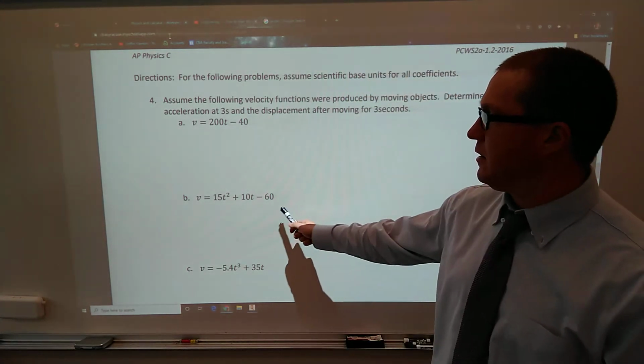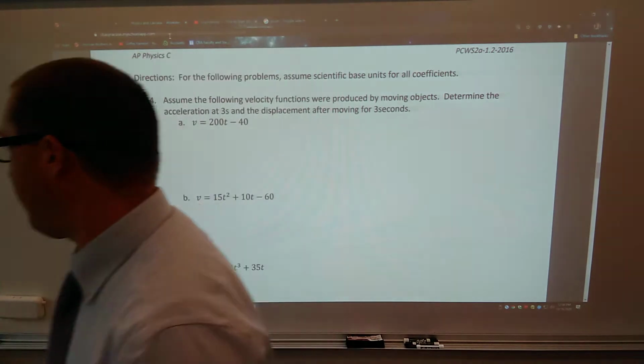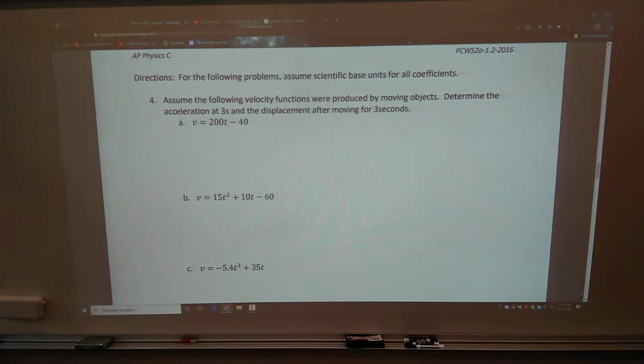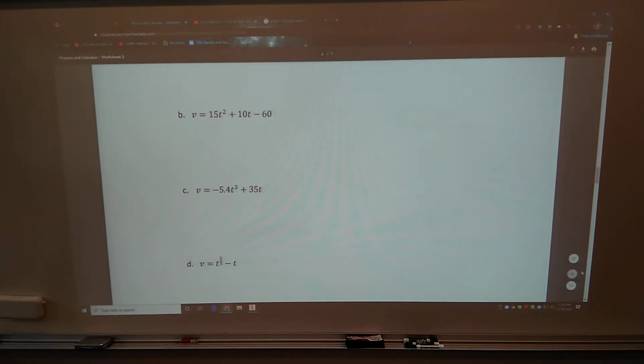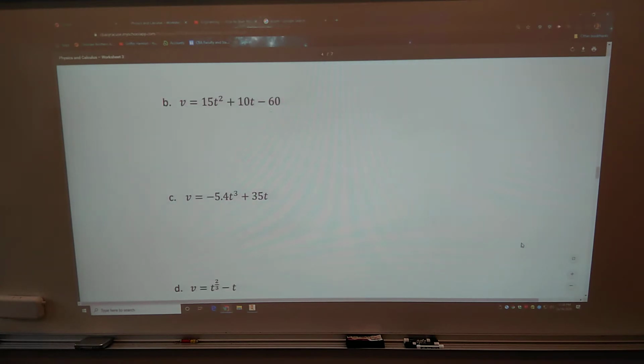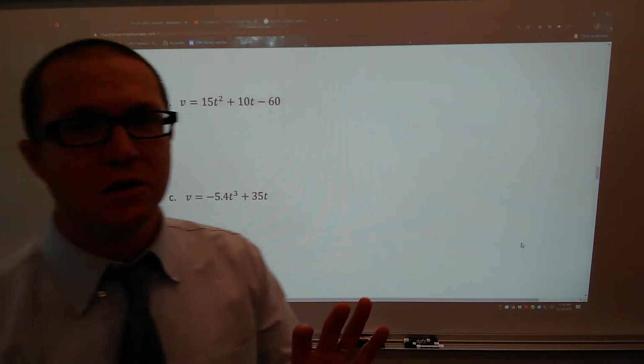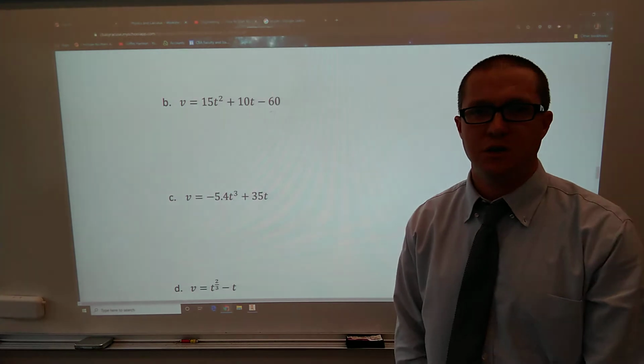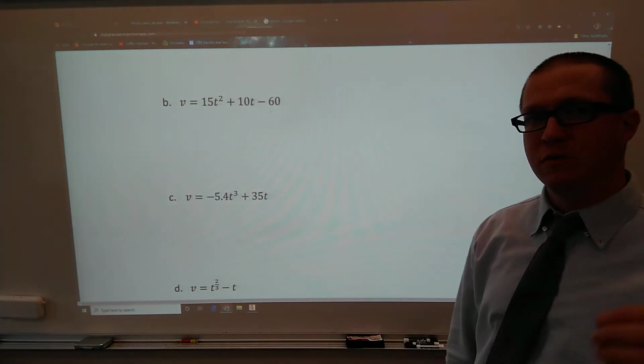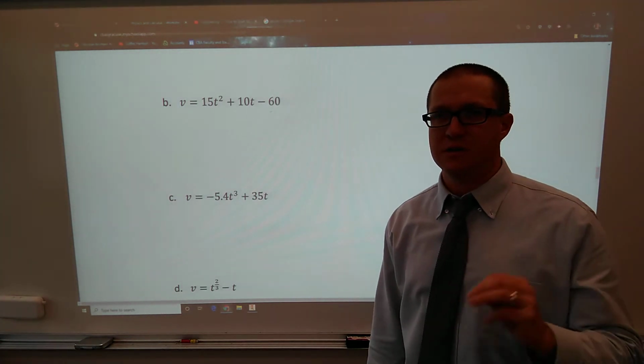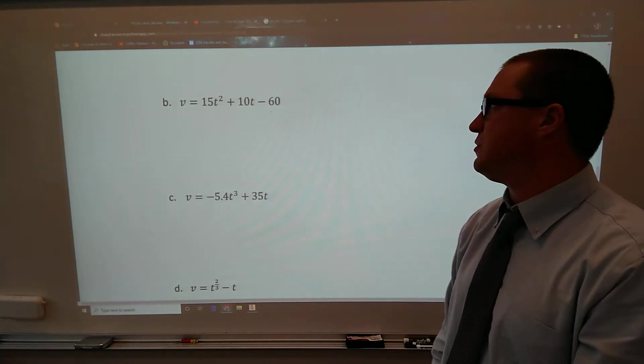So I'm going to look at part B here. We did this in class, but we did part A in class. Let's take a closer look at part B, just one more time so you can see the notation here. All right, so we're to find the acceleration at 3 seconds and the displacement from 0 to 3 seconds.